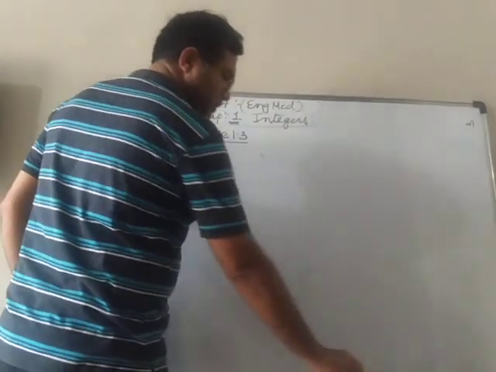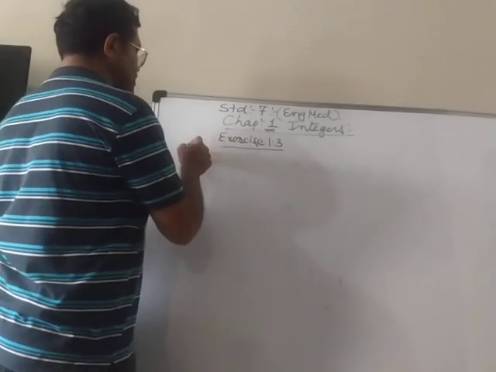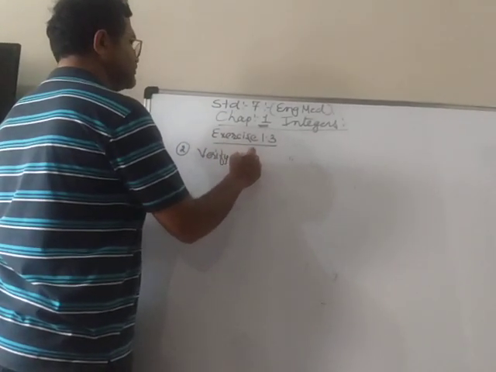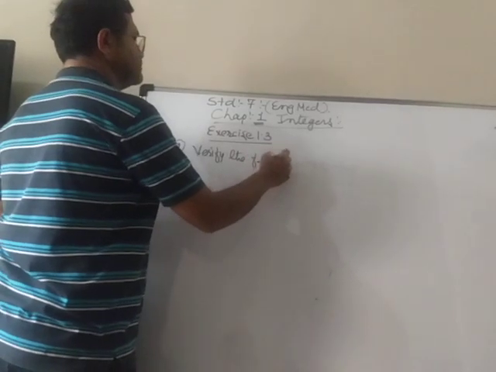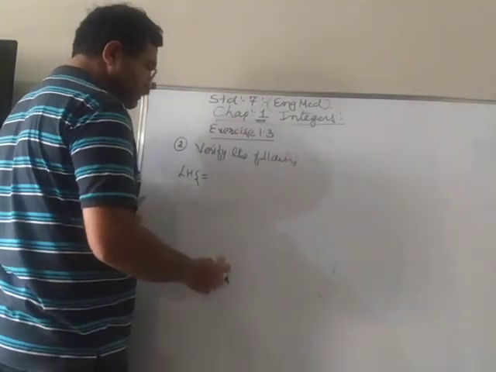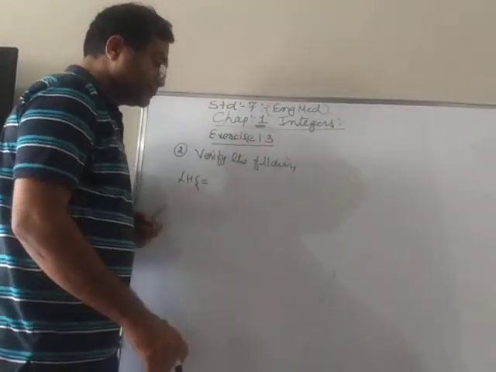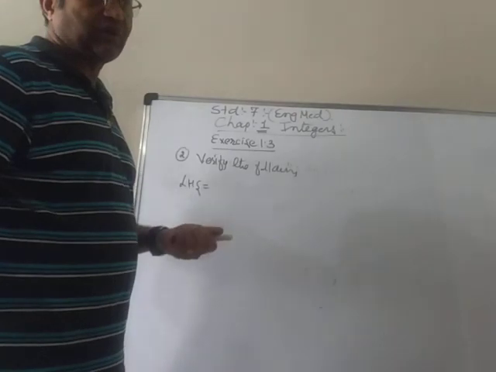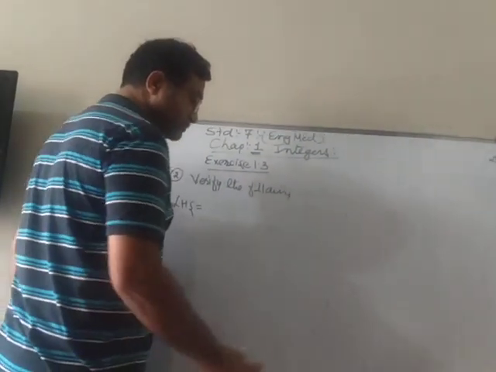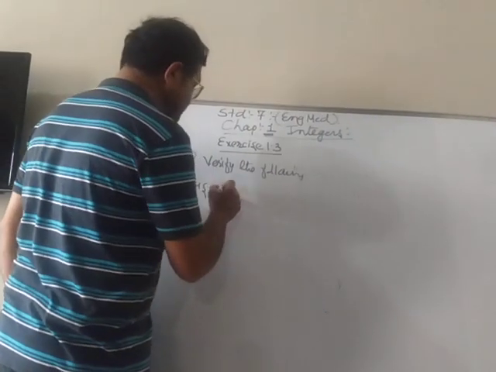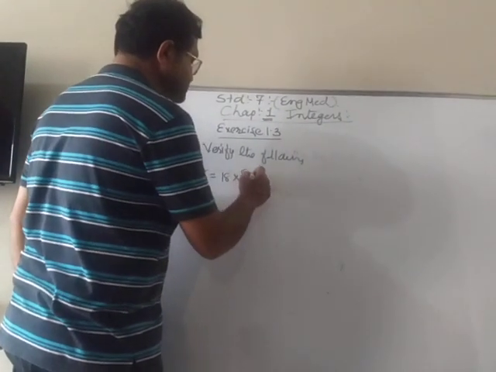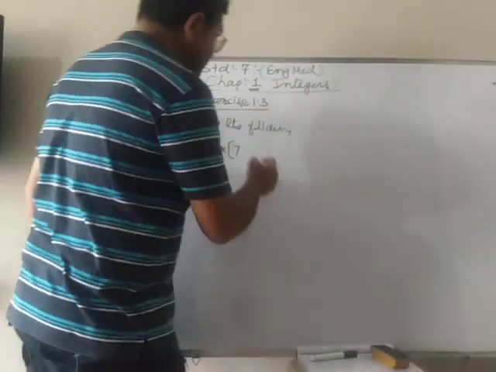Now in question 2, we have to verify. When there is a verify, what do we have to do? We have to take the LHS first only, simplify, take the RHS, simplify. If both side answers are equal, then we can write that hence it is verified. First one, we can do one of them: 18 multiplied by bracket 7 plus minus 3.